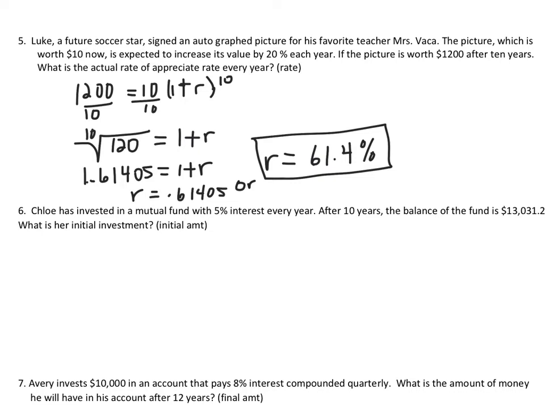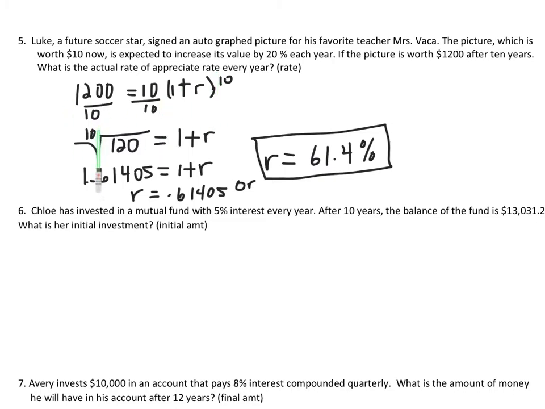All right, so first of all, we're going to take the $1,200 and divide by 10. After we've put this into our equation, so here's the future amount, $1,200, and here's the amount it is right now. It's worth $10. We're going to use an increase rate, so 1 plus r to the 10th power, because that's 10 years. All right, so we've plugged everything into our formula. Now we're going to solve for r.